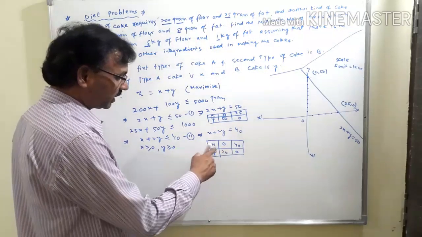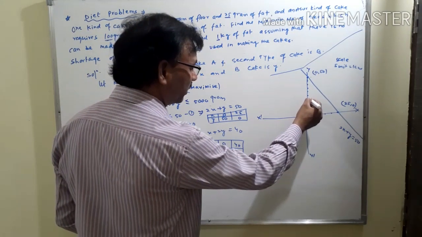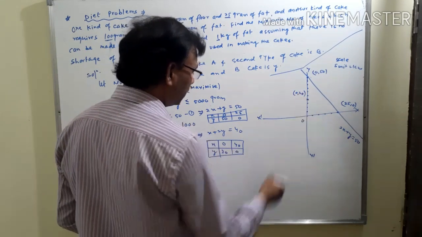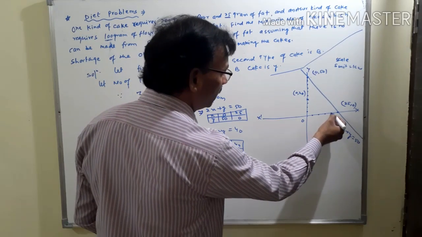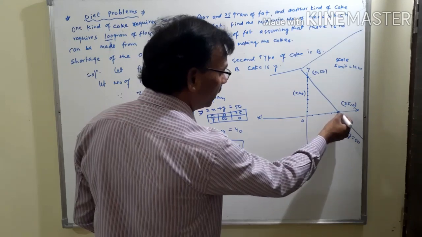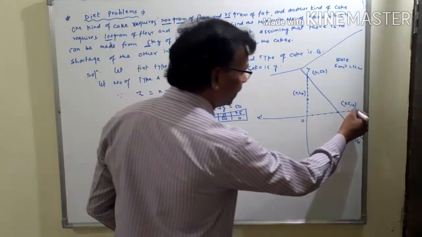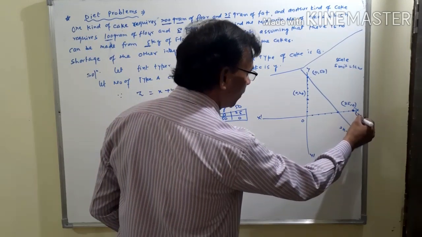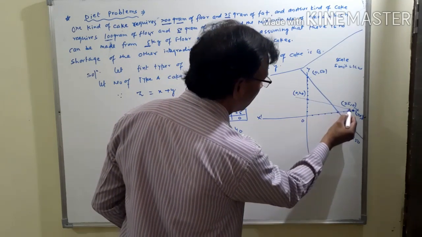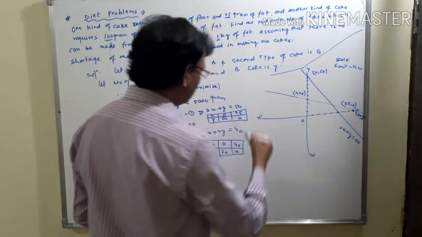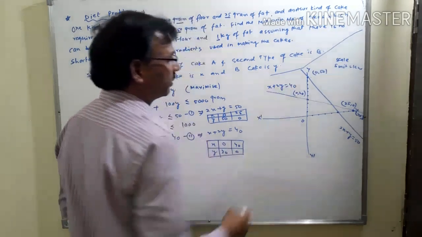Now for the second line: (0, 20), that is 5, 10, 15, 20. This point will be (0, 20), and the second is (40, 0). That means 5, 10, 15, 20, 25, 30, 35, and this is the 40. This point will be (40, 0). Join these two points like this, and write on this line x plus 2y equal to 40.